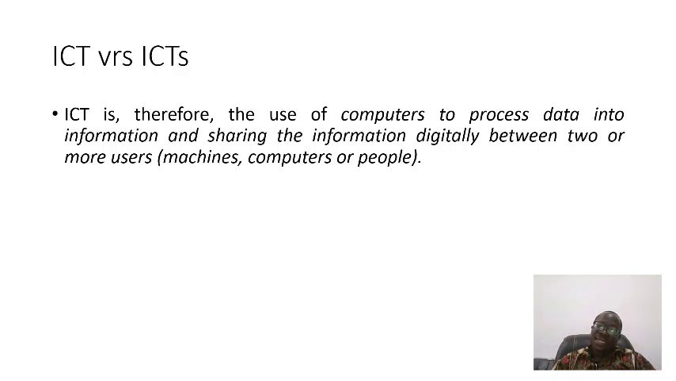ICT. Here, the users could be machines. Please, it's not only human beings that share information. So the users here could be machines. It could be a machine, a robot communicating to another device, or two or more devices communicating, or it could be computers communicating, or it could be two or more people communicating.